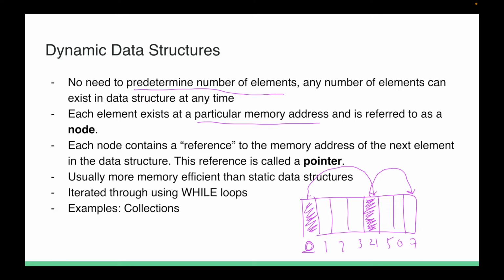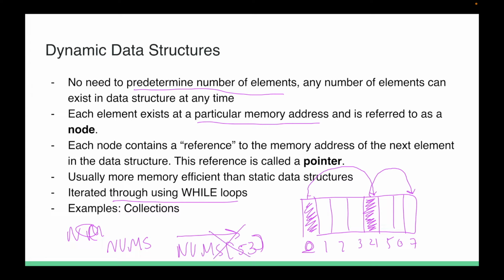Now, with dynamic data structures, we can iterate through it using while loops. Again, one of the differences from static data structures is that we can only move forward in a dynamic data structure. We can't move backwards, and we can't access specific elements. So if we have a collection called like nums, we cannot just go access nums 53 like we would in an array.